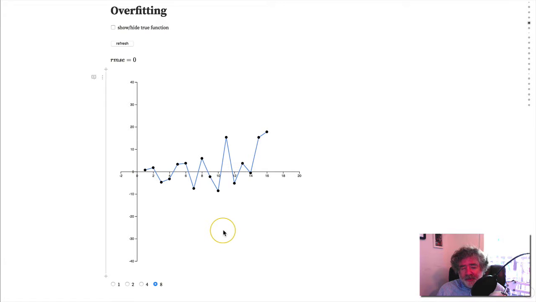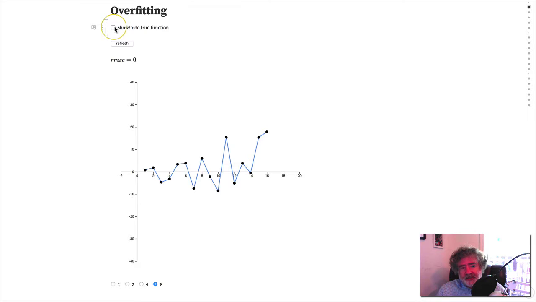Just connect all the points. The root mean squared error is 0. The distance between this function and all these points is 0. All the points are actually on this function. This seems like this is it. This has got to be it. This has to be the winner, right?